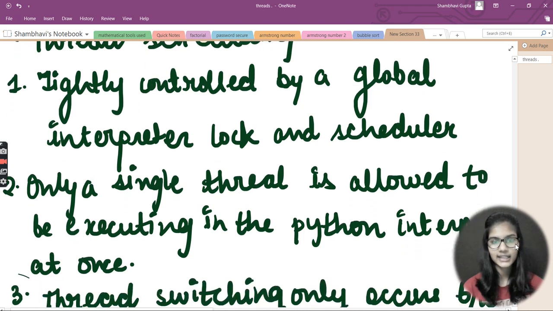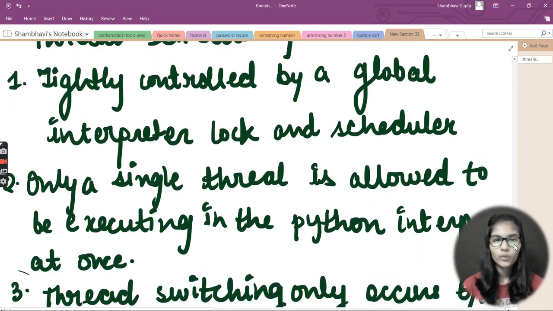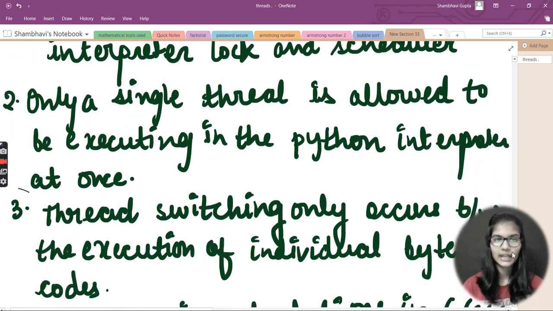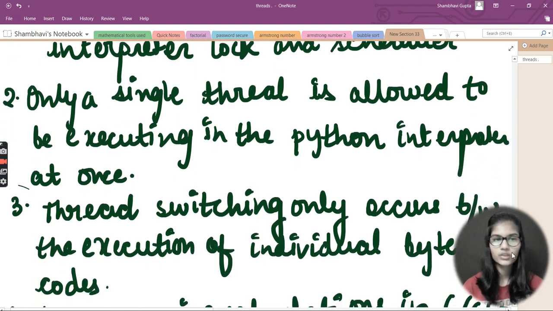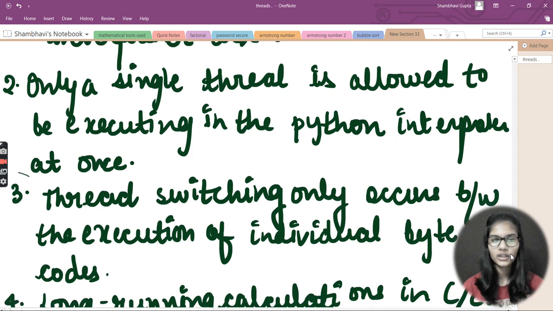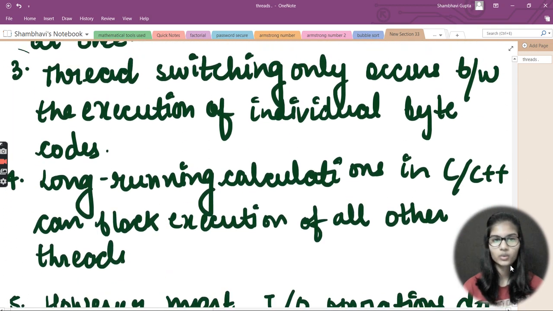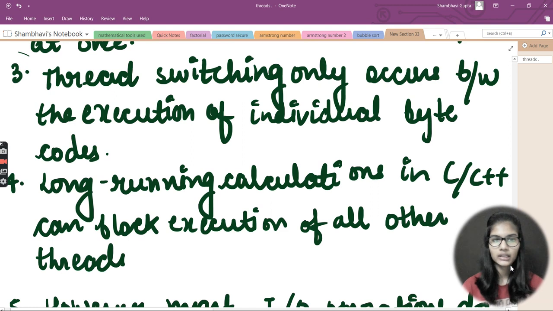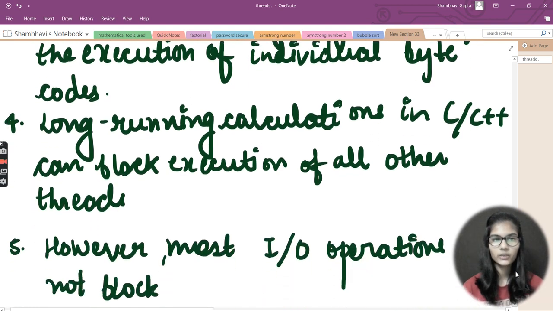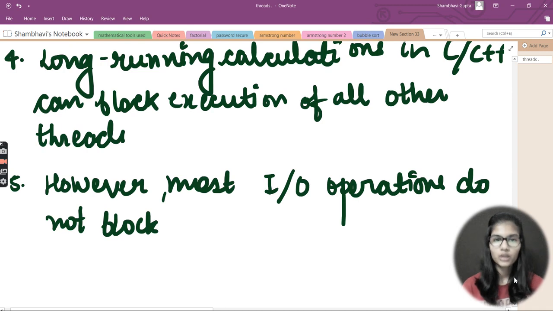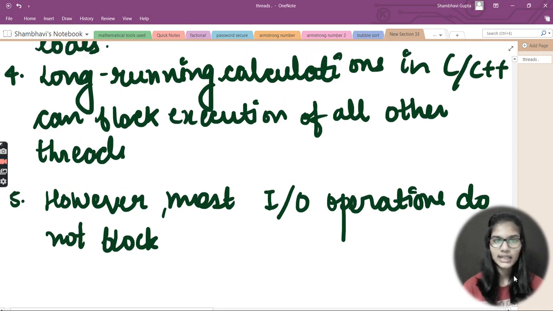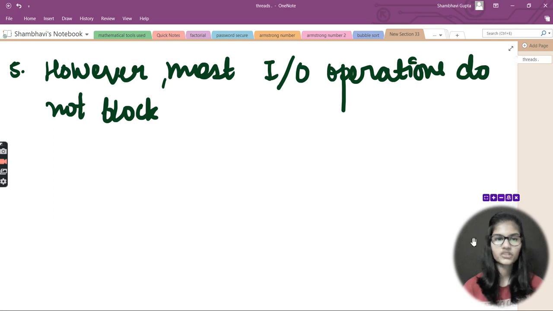So it is tightly controlled by a global interpreter lock and scheduler. Second, only a single thread is allowed to be executing in the Python interpreter at once. Third, thread switching only occurs between the execution of individual byte codes. Fourth, long-running calculations in C and C++ can block execution of all other threads. And the fifth is that, however, most input-output operations do not block. Right? These are some things which come under thread scheduling.